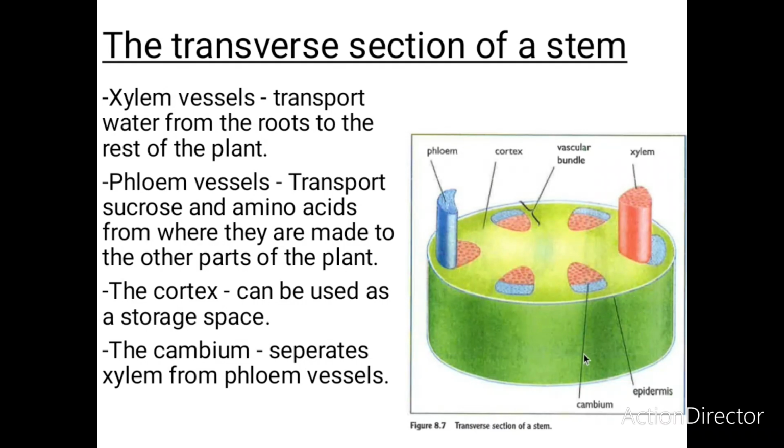Xylem vessels transport water from the roots to the rest of the plant. Phloem vessels transport sucrose and amino acids from where they are made to the other parts of the plant. The cortex can be used as a storage space and the cambium separates xylem vessels from phloem vessels.